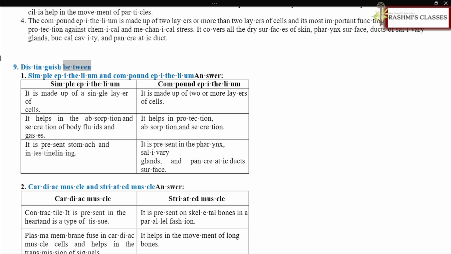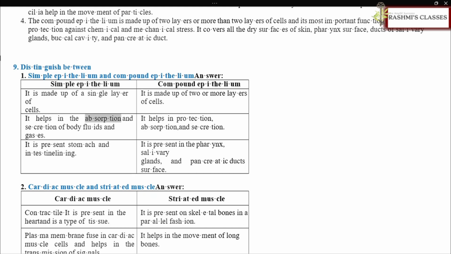Distinguish between simple epithelium and compound epithelium. Answer: Simple epithelium is made up of a single layer of cells. Compound epithelium is made up of two or more layers of cells.